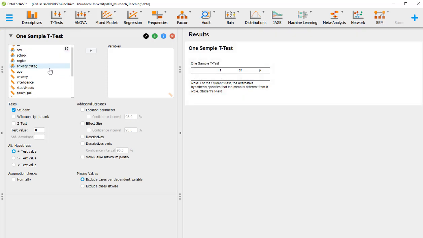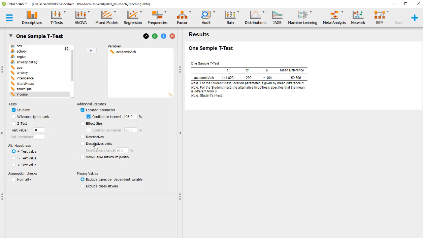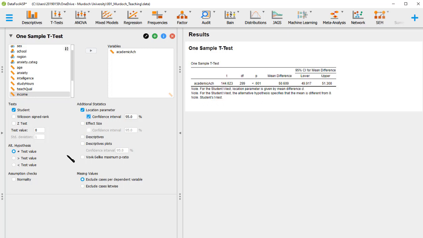Okay, I'm going to use of these variables I have here in my data set, academic achievement, as the variable that we are interested in. And we are not going to do the one sample t-test, so we are using this in order to get the parameter estimation that we are interested in. Now, in additional statistics, we put location parameter and confidence interval. So that's what we want to estimate. And here we've got the results.